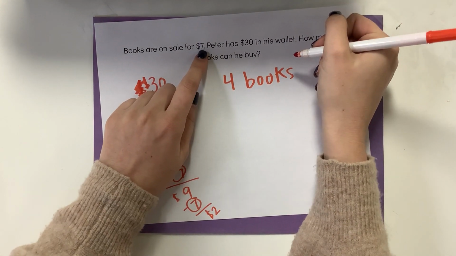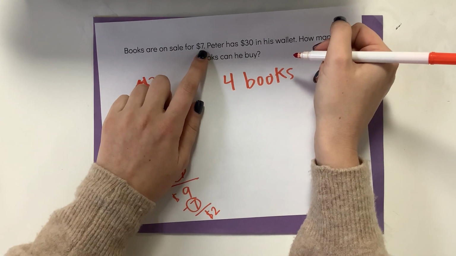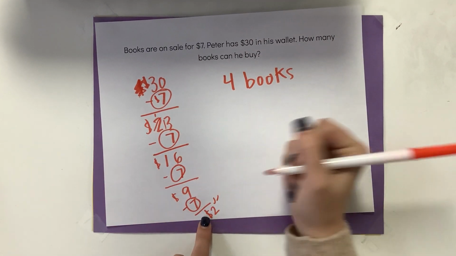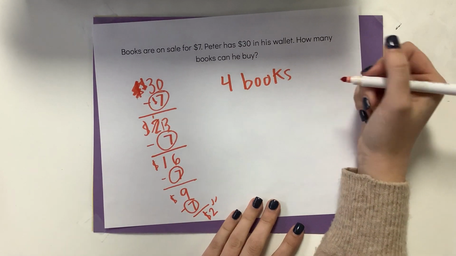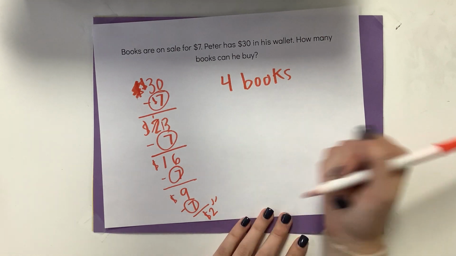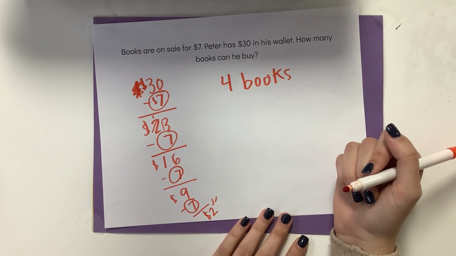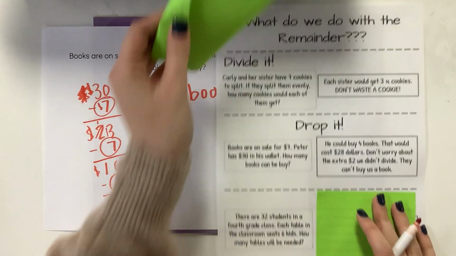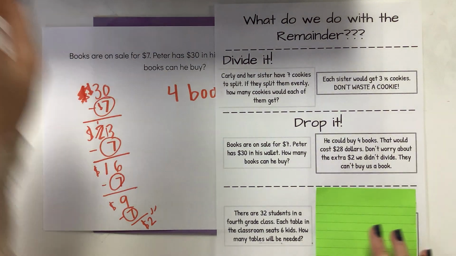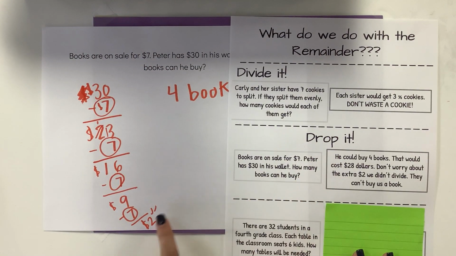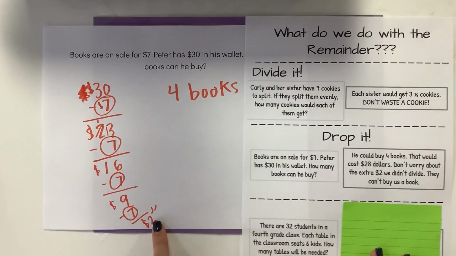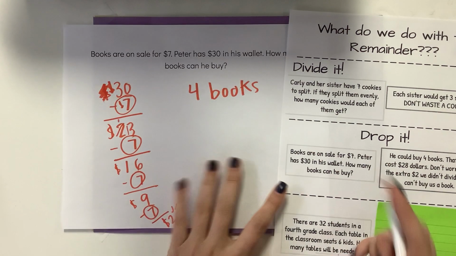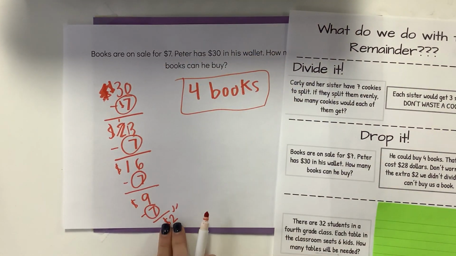4 times 7, I'm going to check my math real quick. 4 times 7 is $28. So if he had $30, that means, okay, good, my math was right. That means he has $2 left over. So what do I do with this remainder? I do absolutely nothing. I drop it. We can divide a remainder or we can drop a remainder. In this case, we have to drop the remainder because this $2 is not going to get him another book. So the answer, how many books can he buy? It's just 4 books.